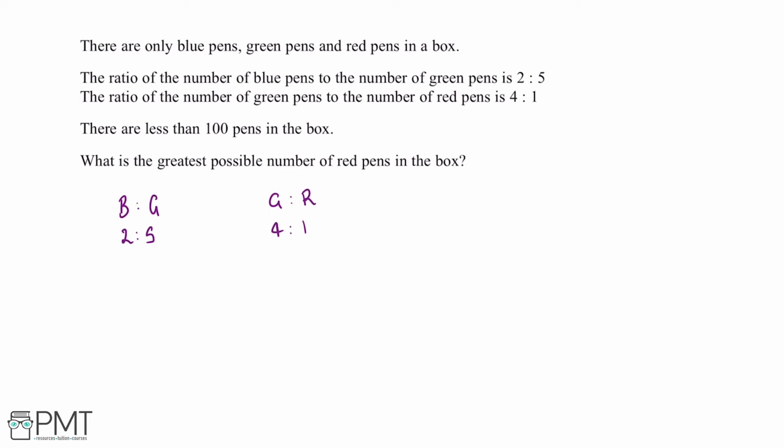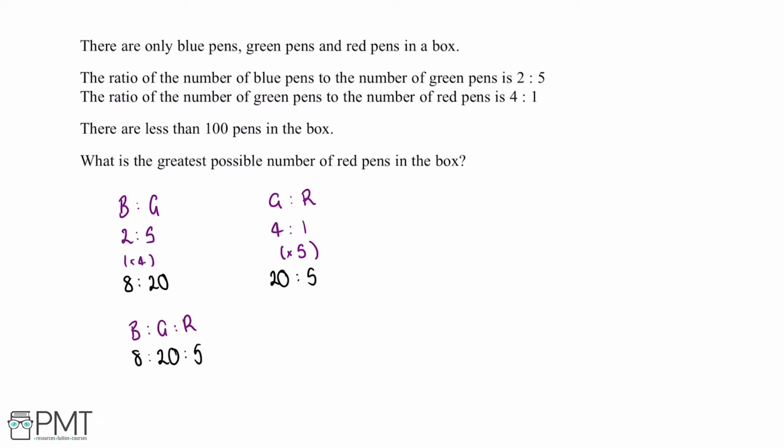But in order to do this, we'll need the number of green pens to be the same. So the lowest common multiple of 5 and 4 is 20. So we can multiply this ratio by 4 and multiply this ratio by 5. So 2 multiplied by 4 gives us 8, and 5 multiplied by 4 gives us 20. And then 4 multiplied by 5 gives us 20, and 1 multiplied by 5 gives us 5. And what this means is the ratio of blue to green to red pens is 8 to 20 to 5.